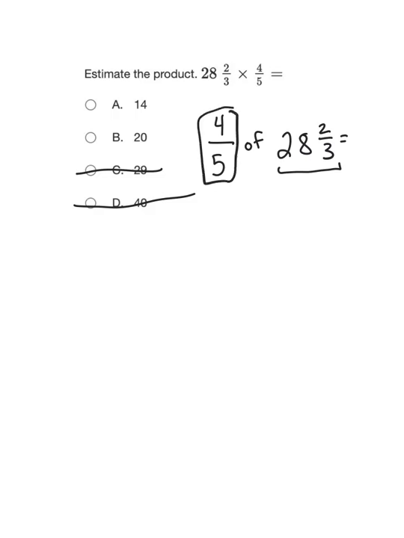Now 4/5 is bigger than 1/2. It's most of 1 whole. So if I take most of 28 2/3, it makes more sense to me that the answer would be 20 rather than 14. If this kind of reasoning does not feel natural to you and you're not sure, on a multiple choice question about estimation, your best bet is to calculate the exact answer and then choose A, B, C, or D based on which estimate is closest to the exact answer.